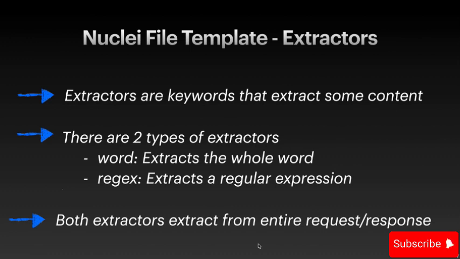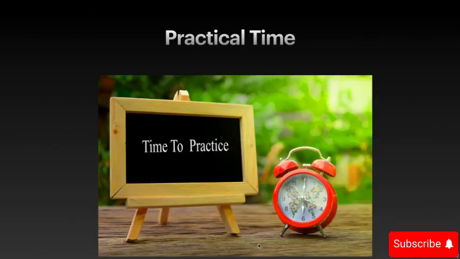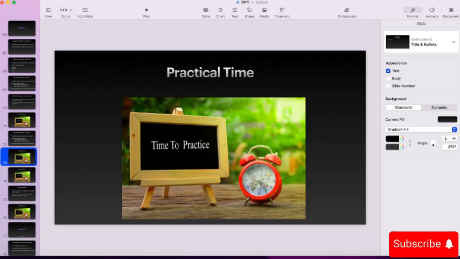So extractors are the keywords that extract some content from the provided files. There are two types of extractors. The first one is word and the second one is regex. Both extractors extract from the entire request and response that we are going to send. So it is practical time, and let's jump into the practical.